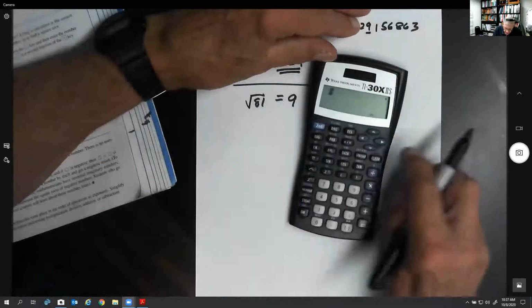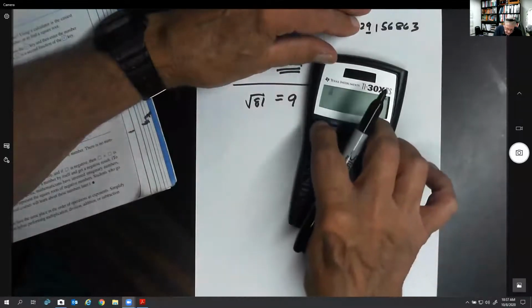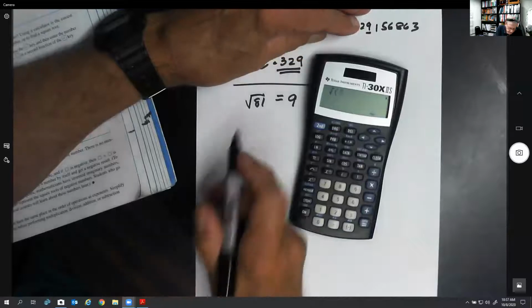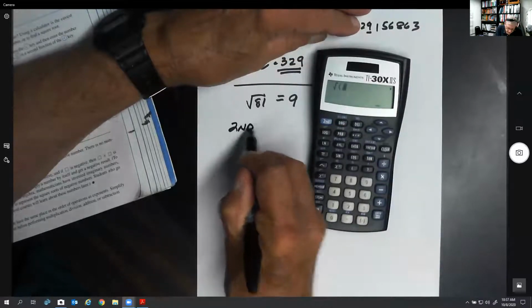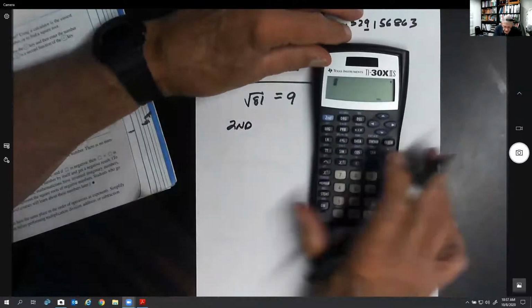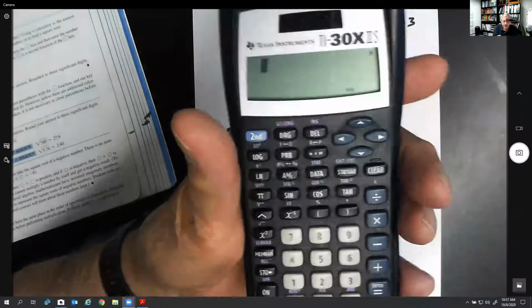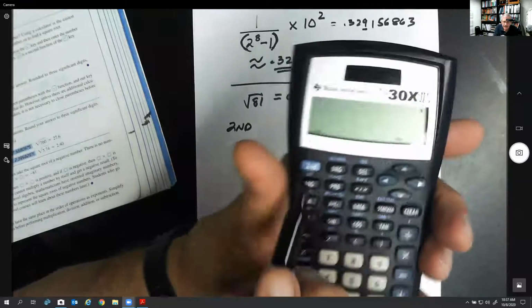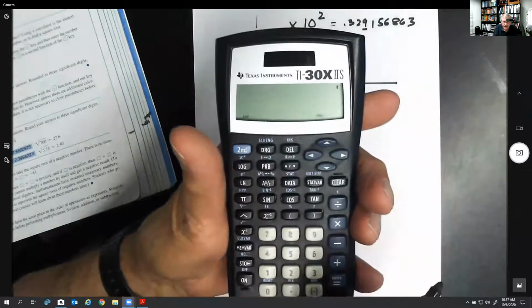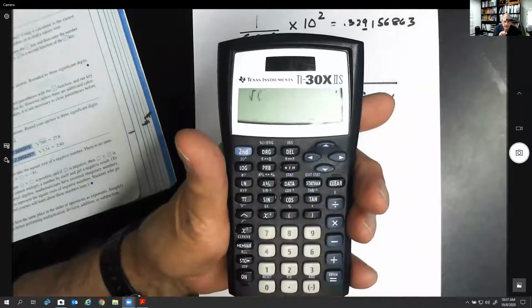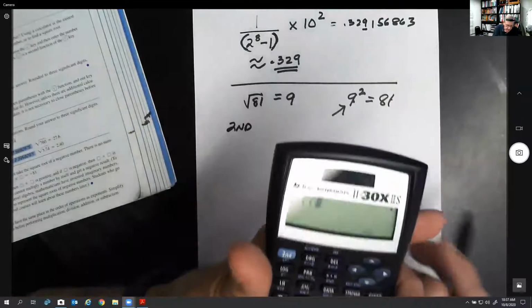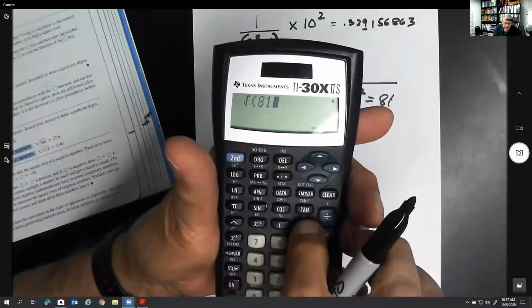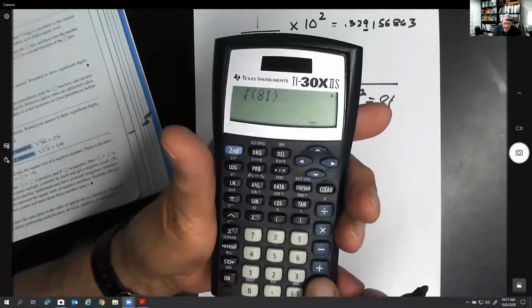So I'm going to hit, and this one is a little bit more difficult, I'm going to hit second, x squared. Second's at the very top. Let me go over that again. Bring it up here so you can see. I'm going to hit second. This key right here. You can even see it down here. It says second. And then I'm going to hit x squared. See how it looks like a radical sign? Now I'm going to put in the 81. Parentheses, finish the parentheses, and then just simply hit equal.